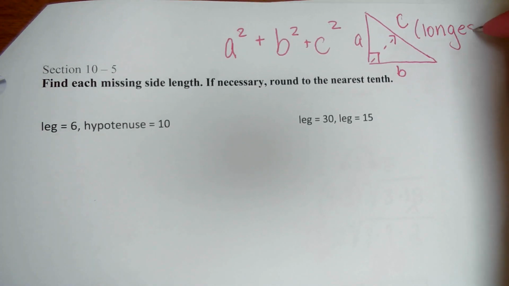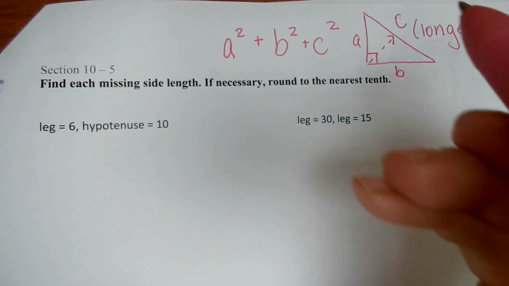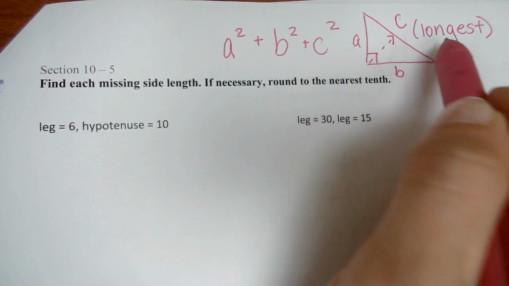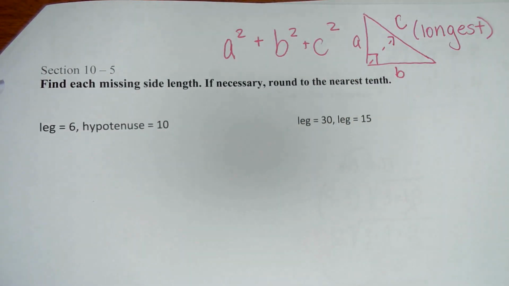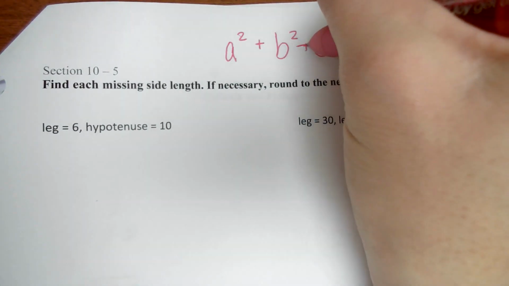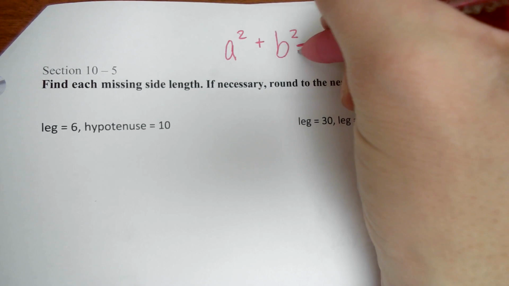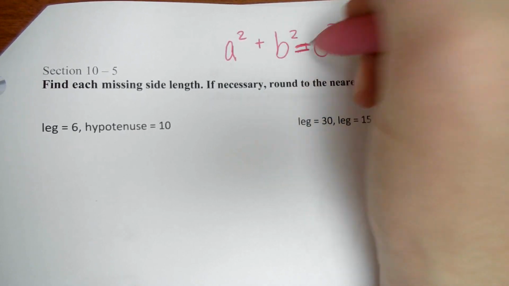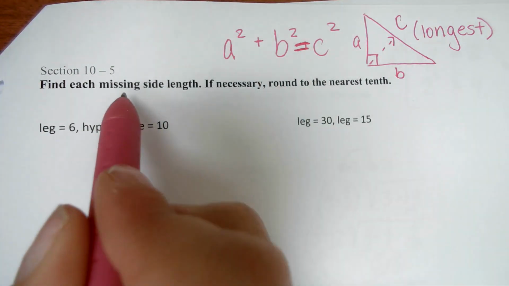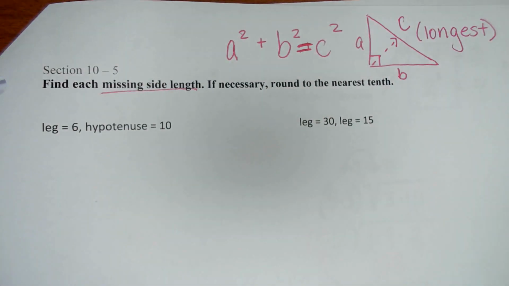Now we learned and want to remember that the hypotenuse across from the right angle has to be the longest side length. Now we can use this theorem, a squared plus b squared equals c squared. I got a little carried away there. Equals c squared. So we can use this theory to now find missing side lengths.